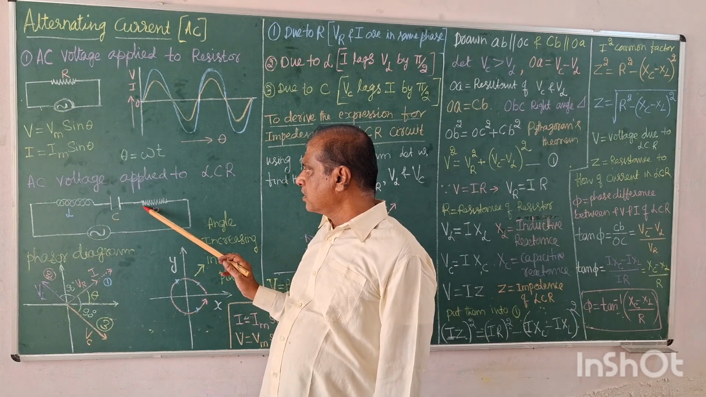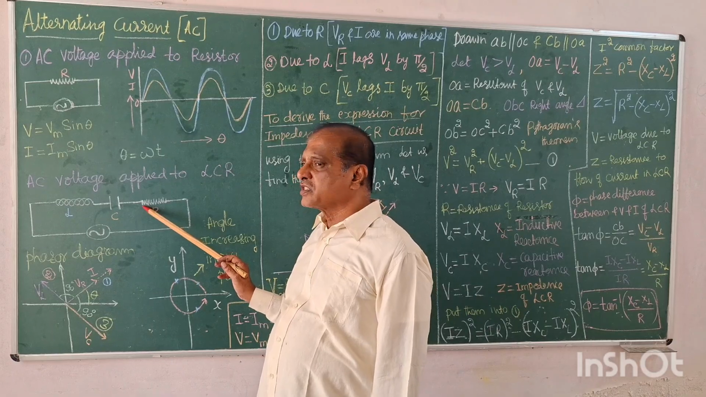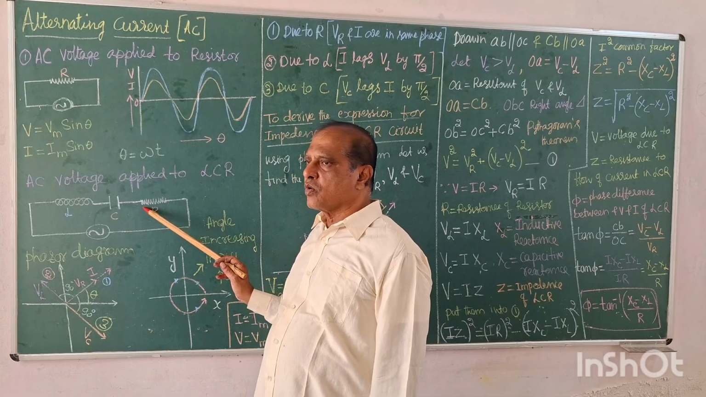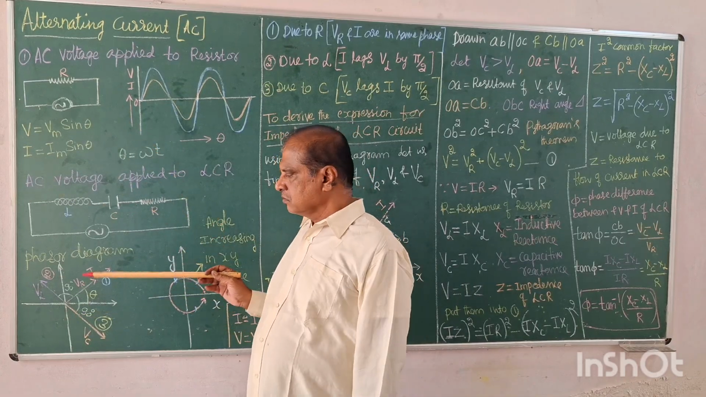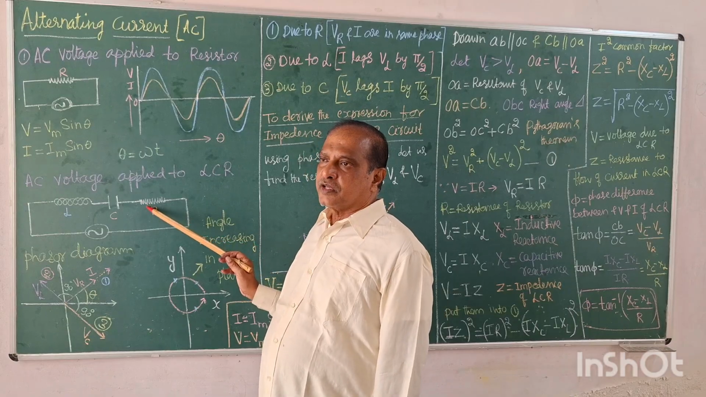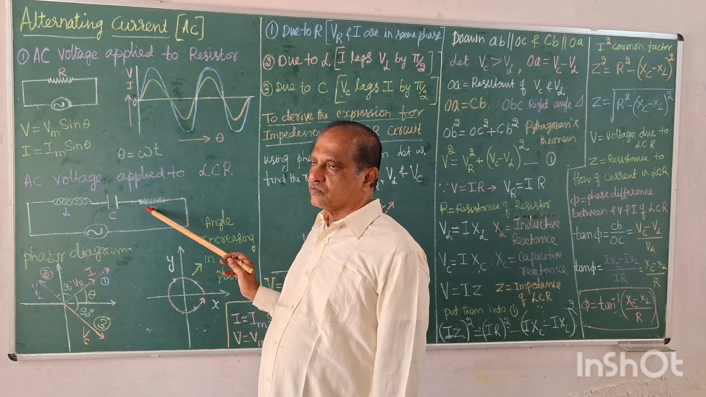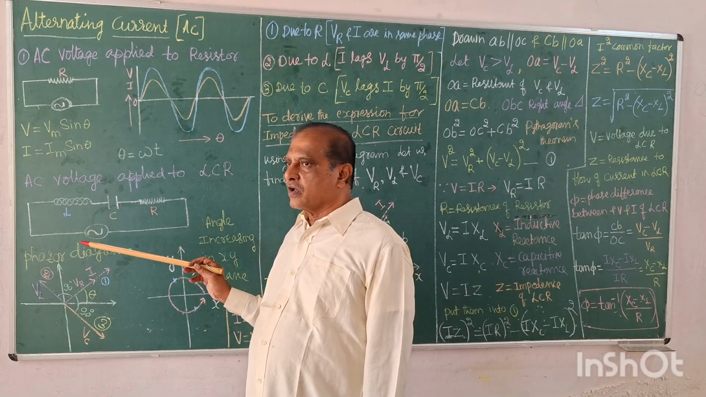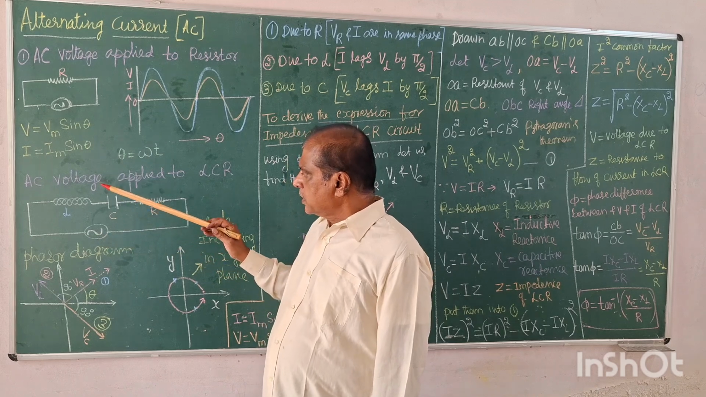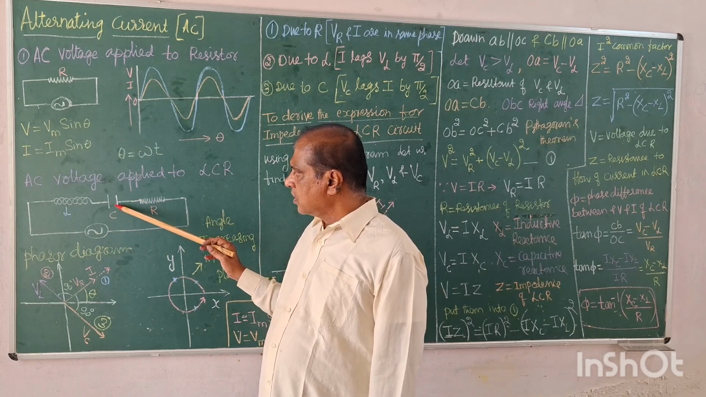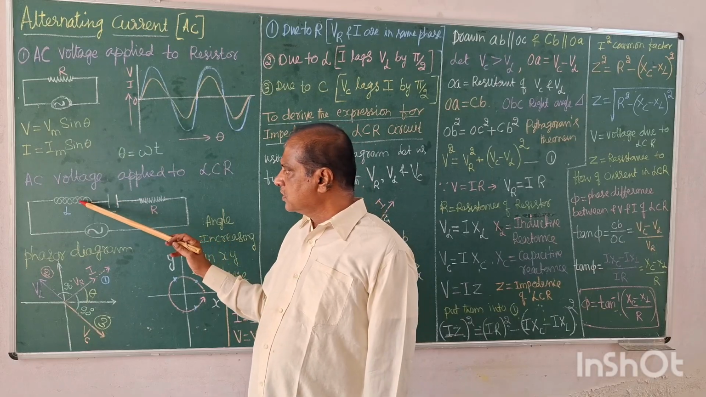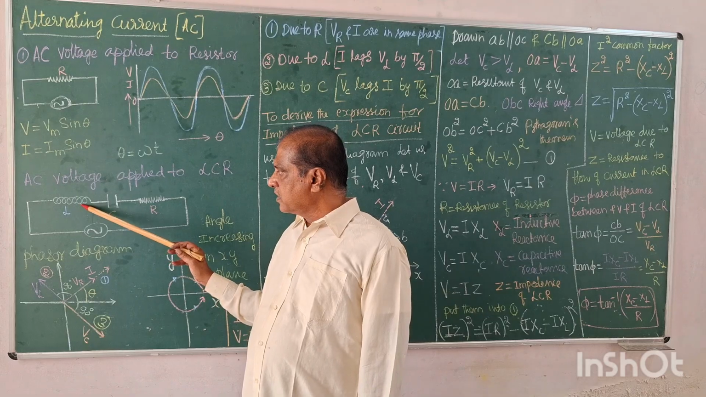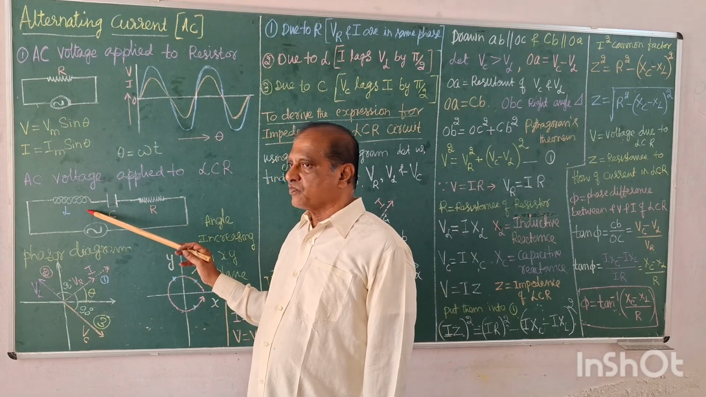Each individual component offers its own resistance to the flow of current. This one will resist the flow of current by converting current into heat energy. There you find loss of energy. This one will oppose the flow of current by a different concept, by storing energy in the electric field and releasing the same. This also opposes the flow of current, but the concept is different: by storing energy in the magnetic field and releasing the same.